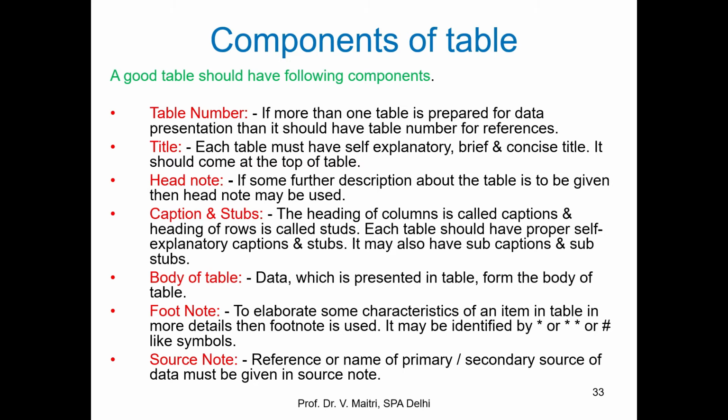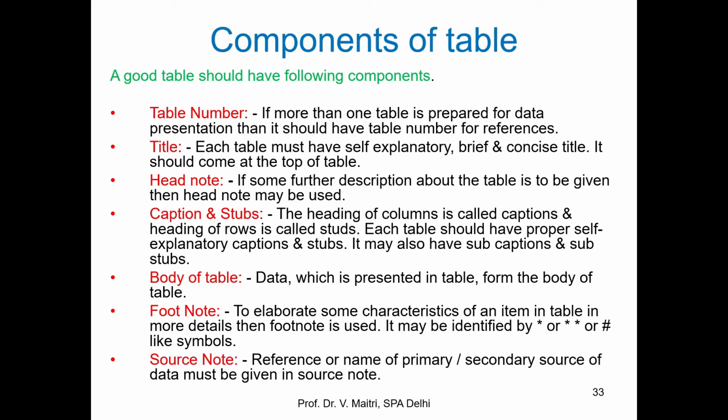Then caption and stubs. The headings of columns are known as captions and the headings of rows are known as stubs. So you should have proper self-explanatory captions and stubs so one can understand what it is. You have just seen that we have done the variable and frequency, family size. So we must have the proper caption and stubs. Then the body of the table, that is, where we present the data in table form.